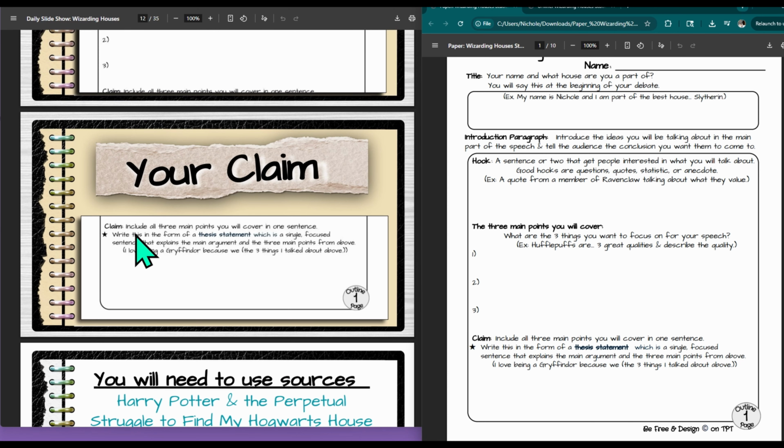Then we start with the claim. Include all 3 main points you will cover in 1 sentence. Write this in the form of a thesis statement, which is a single focused sentence that explains the main argument and the 3 main points from above. I love being a Gryffindor because we, and the 3 things from above.